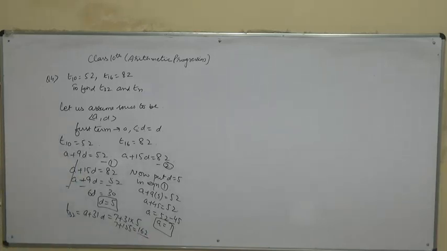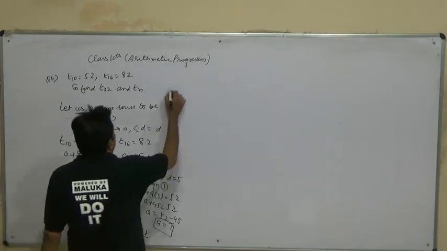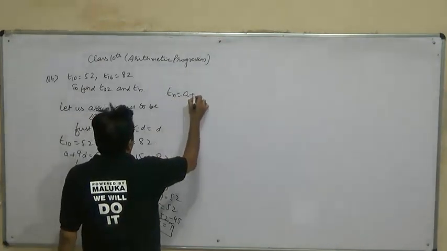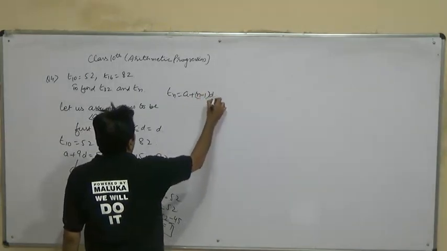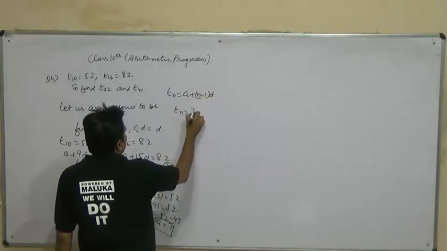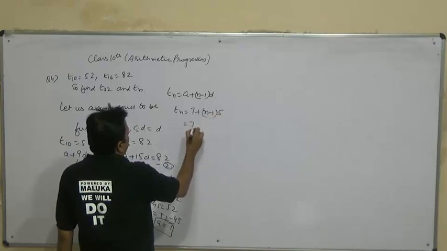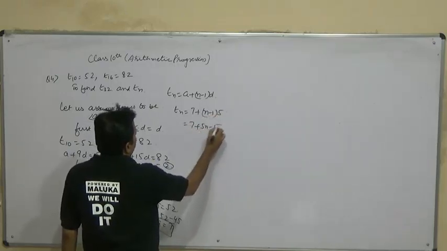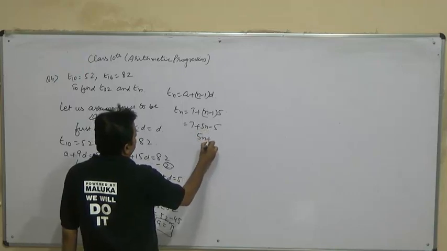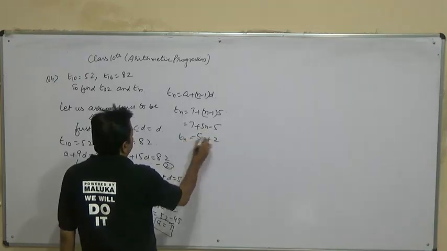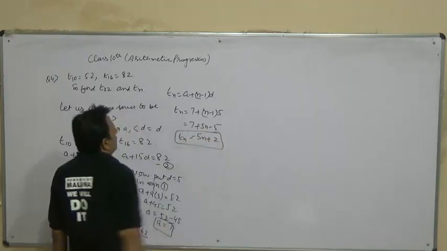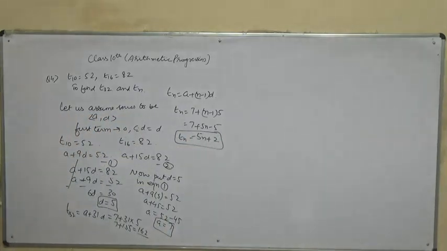Now another thing we want to find is the nth term. So the nth term can be found by Tn is given by A plus n minus 1 into D. So Tn, A is 7, n minus 1, D is 5. So 7 plus 5n minus 5. So this is 5n plus 2. So this is Tn, the general term or nth term in the question.